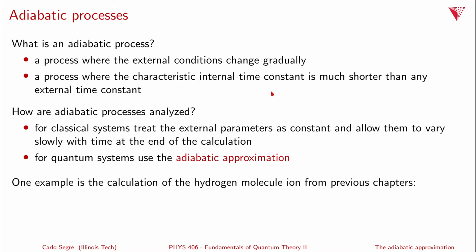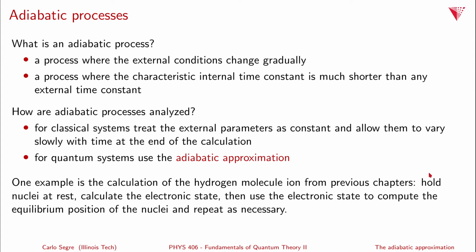One example of this we already have discussed, which was the hydrogen molecule ion. And we held the nuclei at rest, realizing that the nuclear motion is much slower than the electron motion. Then we calculate the electronic state, and then we use the electronic state to compute the equilibrium position of the nuclei, and then you could iterate this to get the entire motion. This is the so-called Born-Oppenheimer approximation.